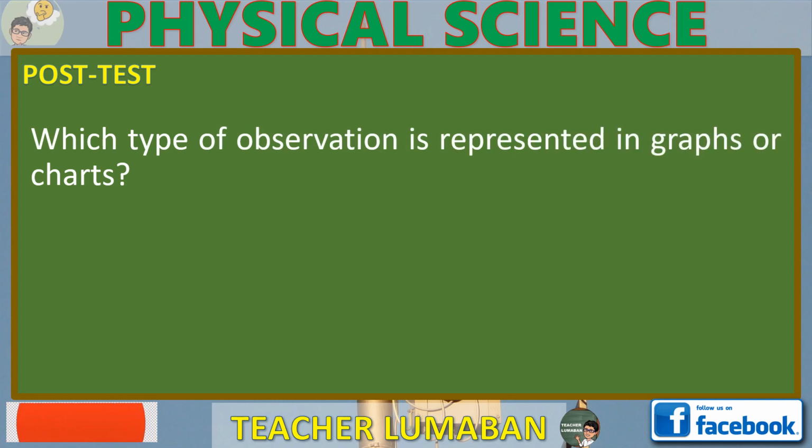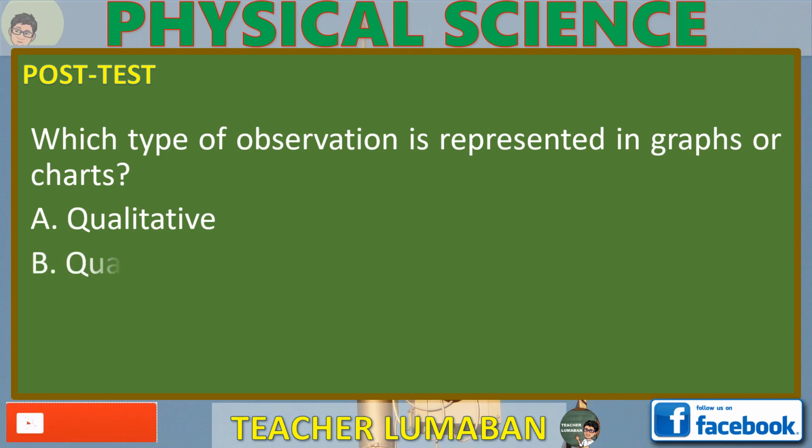Which type of observation is represented in graphs or charts? Letter A, qualitative. Letter B, quantitative. Letter C, direct. Letter D, indirect.